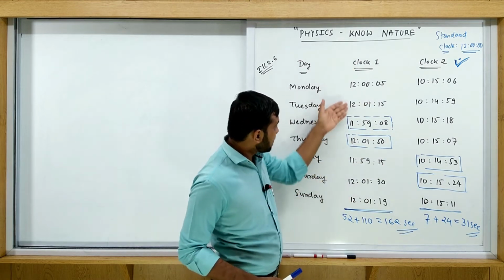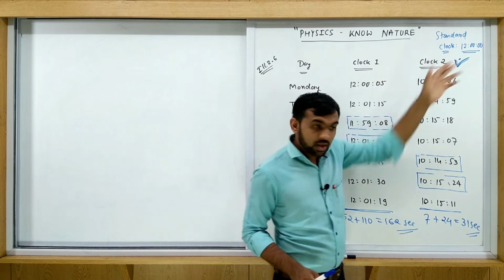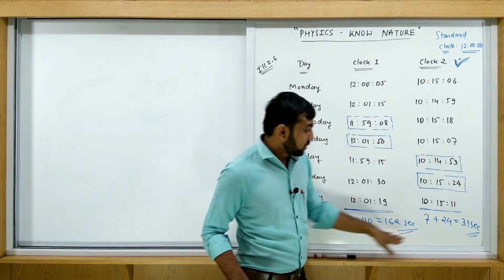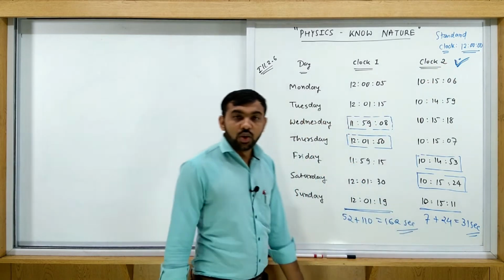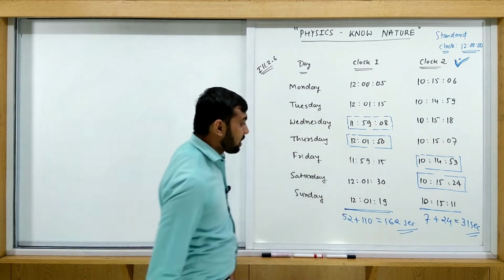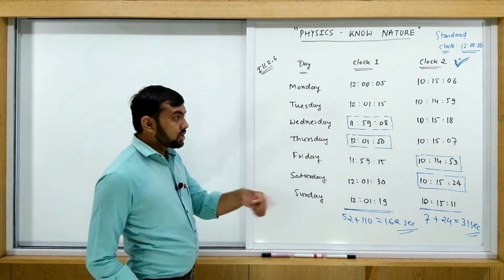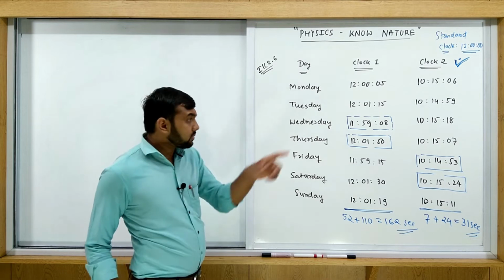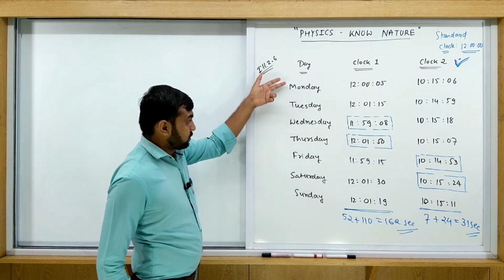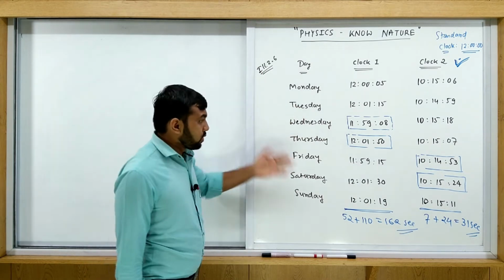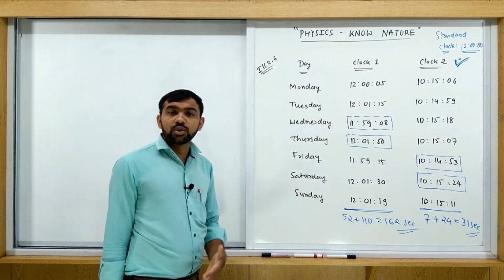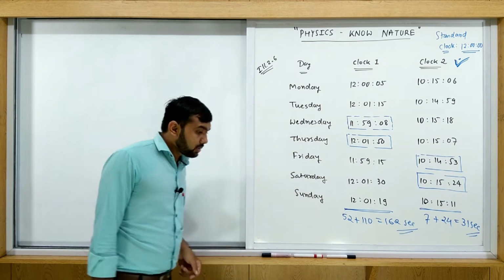So this clock is more precise compared to this one. Its readings are near 12 o'clock, but it is not more precise. Which one is more precise? This one. All of you must note this example in your books properly. Also go through the textbook solution, so you understand how the solution is given in the textbook. All of you must note this.